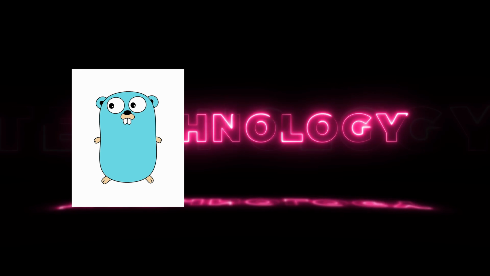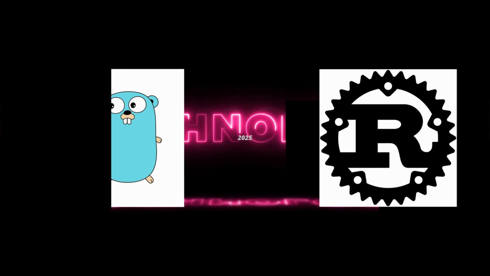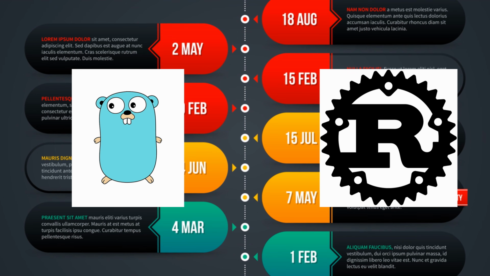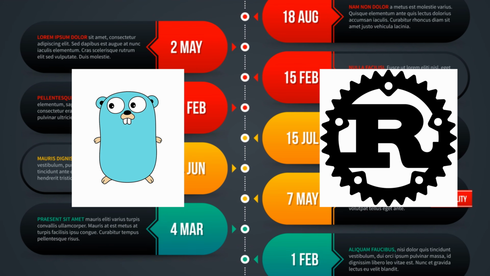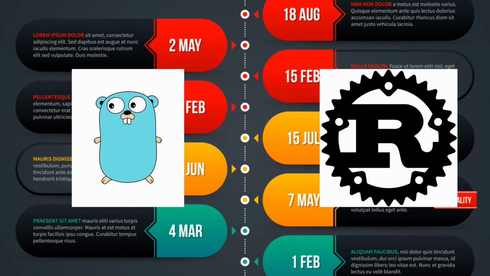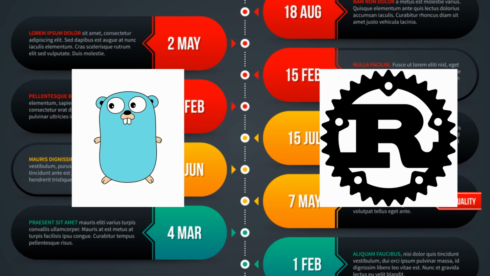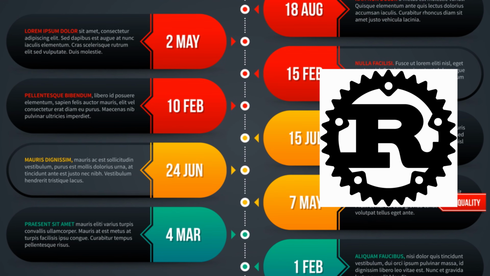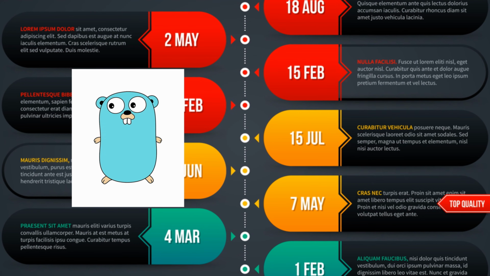Can Go really compete with Rust's safety in 2025? If you're building anything close to systems-level software in 2025, you've probably asked yourself, should I double down on Rust, or has Go caught up enough to be worth serious consideration?